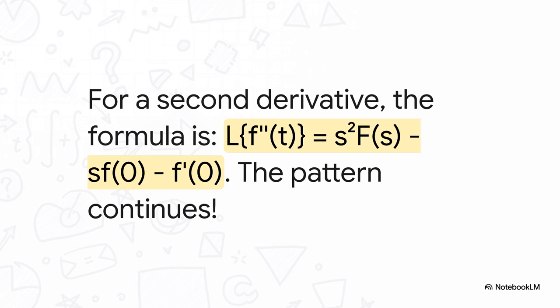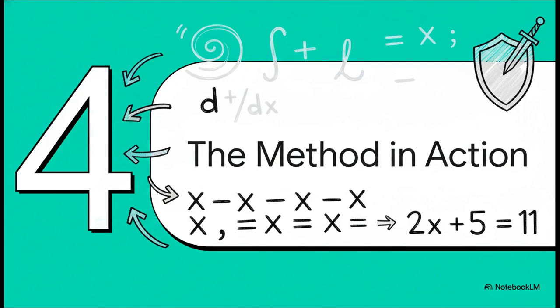And what's really cool is how the pattern just continues. For a second derivative, we just get s squared. And look at that. It includes both the initial value and the initial rate of change. This same idea works for third derivatives, fourth derivatives, you name it, which makes it an incredibly powerful and consistent tool. All right, enough theory. Let's actually see this thing in action. We're going to watch it take down a real differential equation, step by step.